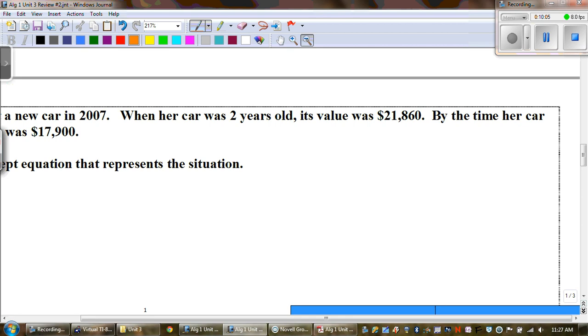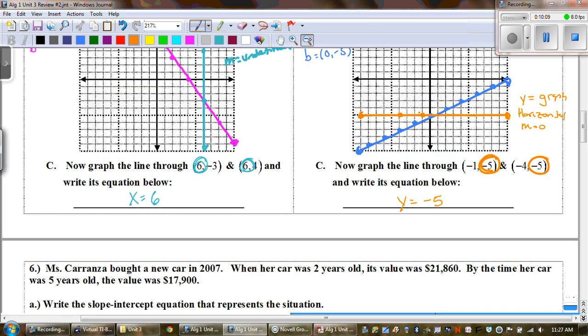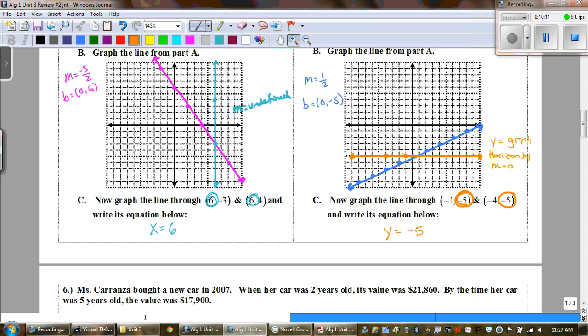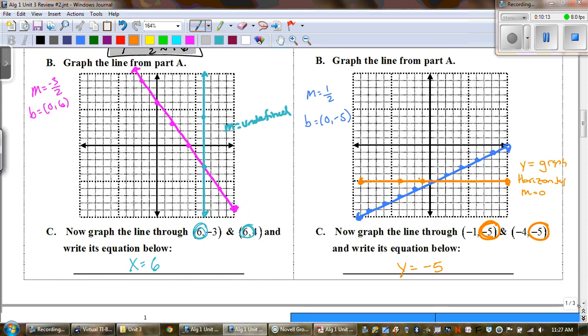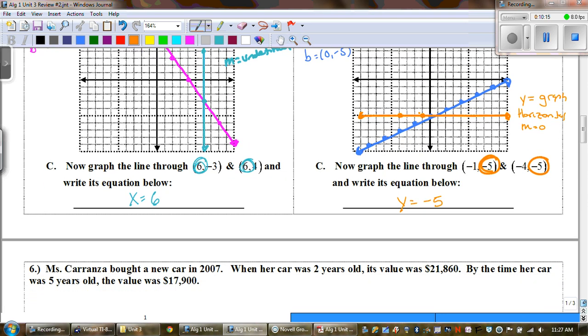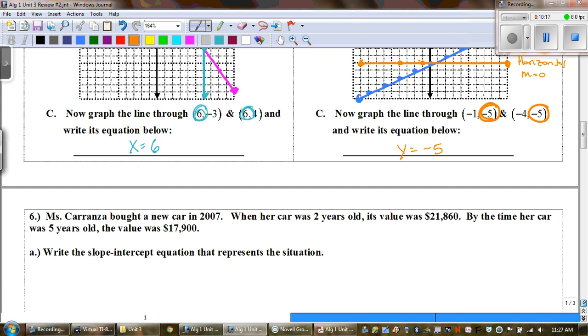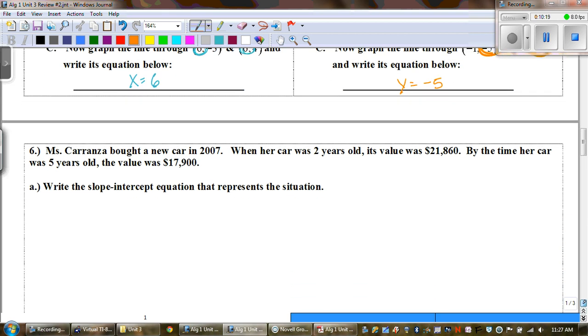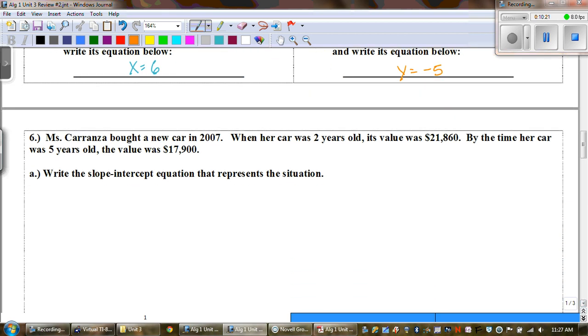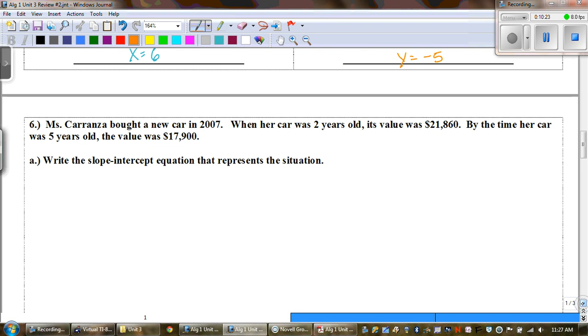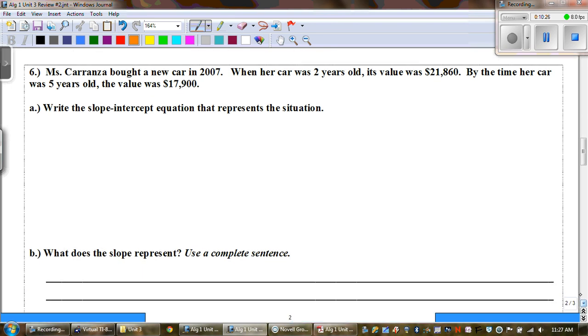All right, let's flip it over. Whoa, too far. All right, so looking at number 6, it says Miss Carranza bought a new car in 2007 when her car was 2 years old. Its value was $21,860. By the time her car was 5 years old, the value was $17,900.